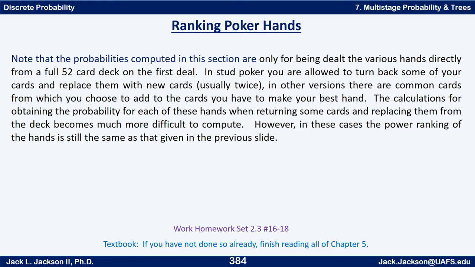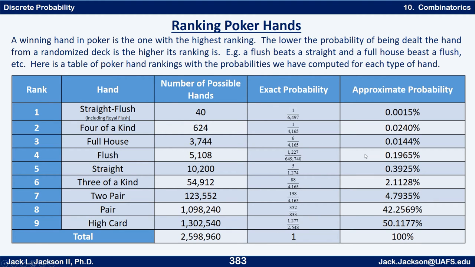In other versions, there may be some cards out in the middle that are common cards, that you choose to put with some of the cards in your hand. But ultimately, when it comes down to it, you build your best 5-card hand in this way. And of course, that makes the probabilities in those situations change somewhat. In fact, you've got a better chance of getting something good if you're allowed to keep trying. But still the ranking goes back to these probabilities right here, which again are the probabilities of just being dealt that kind of a hand straight off the bat.